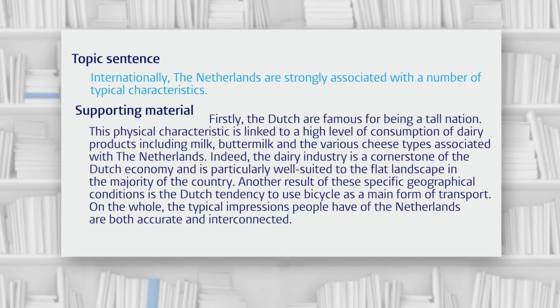Sticking with our first paragraph on the Netherlands, we can see the topic sentence tells us there are certain characteristics considered typical of the Netherlands and its people. Each following sentence can be linked directly to that main idea for the paragraph. Average height of the Dutch, dairy consumption among the Dutch, geography of the Netherlands, and transport preferences of the Dutch. By doing this, we make sure that not only do our sentences flow well from one to the next, but the overall paragraph flows as well and deals with just one theme. This makes the reader's job much easier.